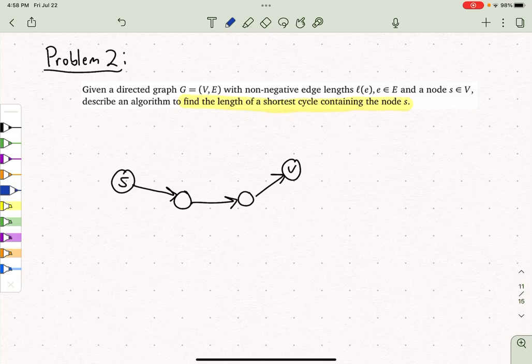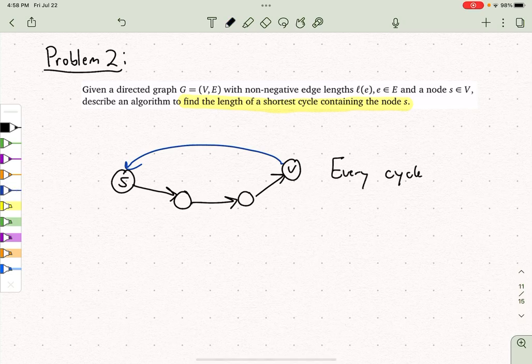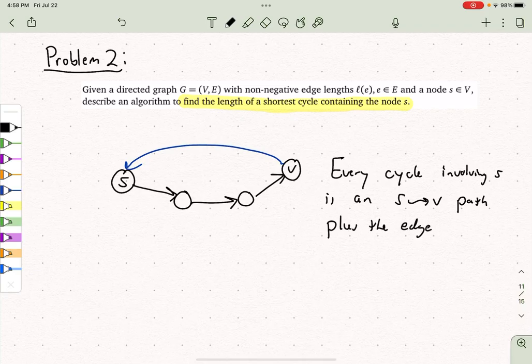and then an edge going back. So overall, every cycle involving S is an S to V path plus the edge V to S.